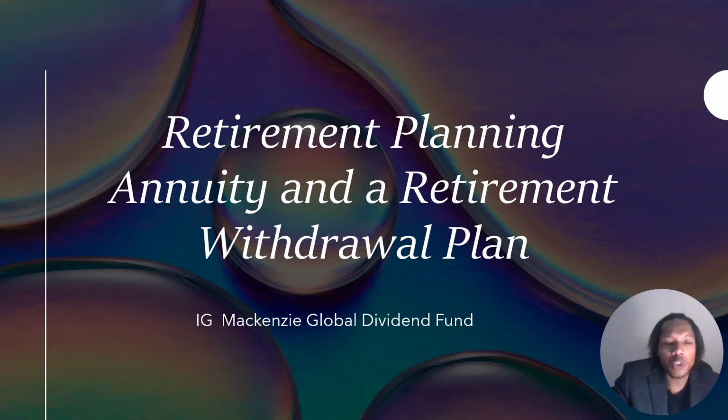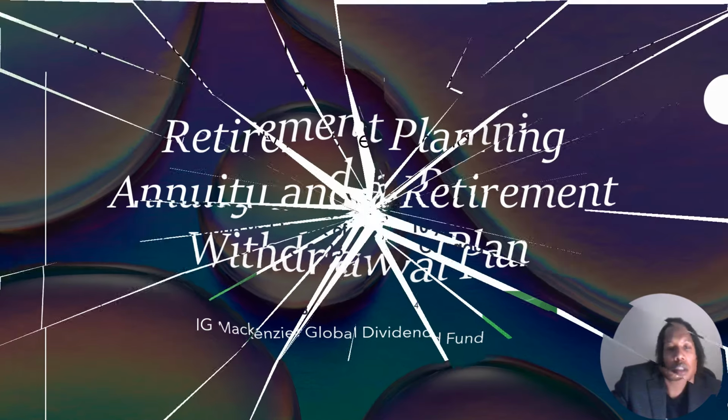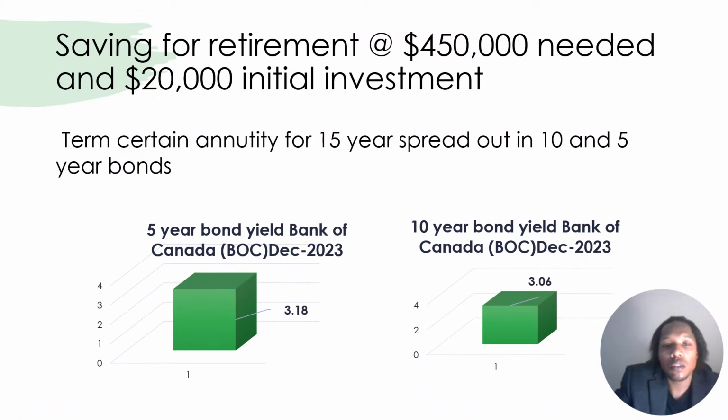Retirement planning annuity and a retirement withdrawal plan with the mutual fund Investors Group Mackenzie Global Dividend Fund. This chart states the yield on a 5-year and 10-year bond offered by the Bank of Canada.